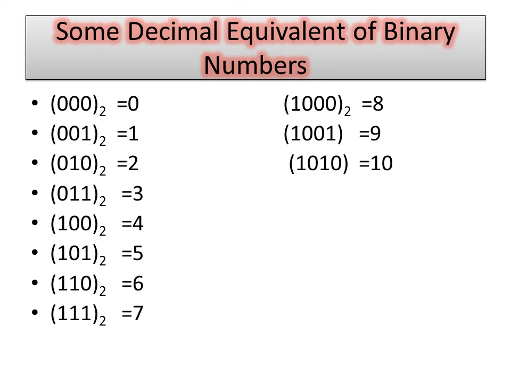So 000 is equal to 0, 001 is equal to 1, 010 is equal to 2, 011 is equal to 3, 100 is equal to 4, 101 is equal to 5, 110 is equal to 6, 111 is equal to 7, 1000 is equal to 8, 1001 is equal to 9, 1010 is equal to 10. You can learn them if you want. It is going to help you in the binary division and while solving other questions of the following chapter.